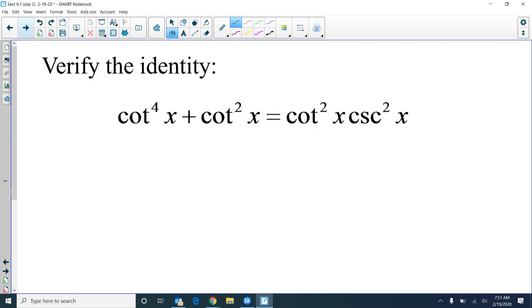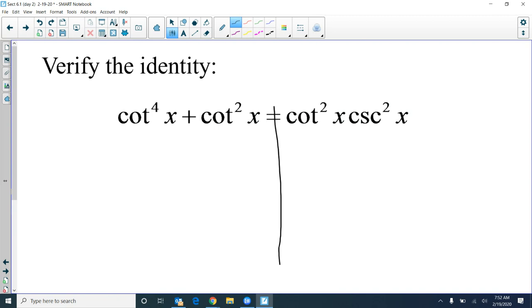All right. Now this one isn't the same as that one. That's going to come up at some other point. But the last one I want to do together: cotangent to the 4th x plus cotangent squared x equals cotangent squared x times cosecant squared x. Multiple ways you can attack this one, and sometimes there's a really quick way, and sometimes there's a really long way. I'll give you one quick way.